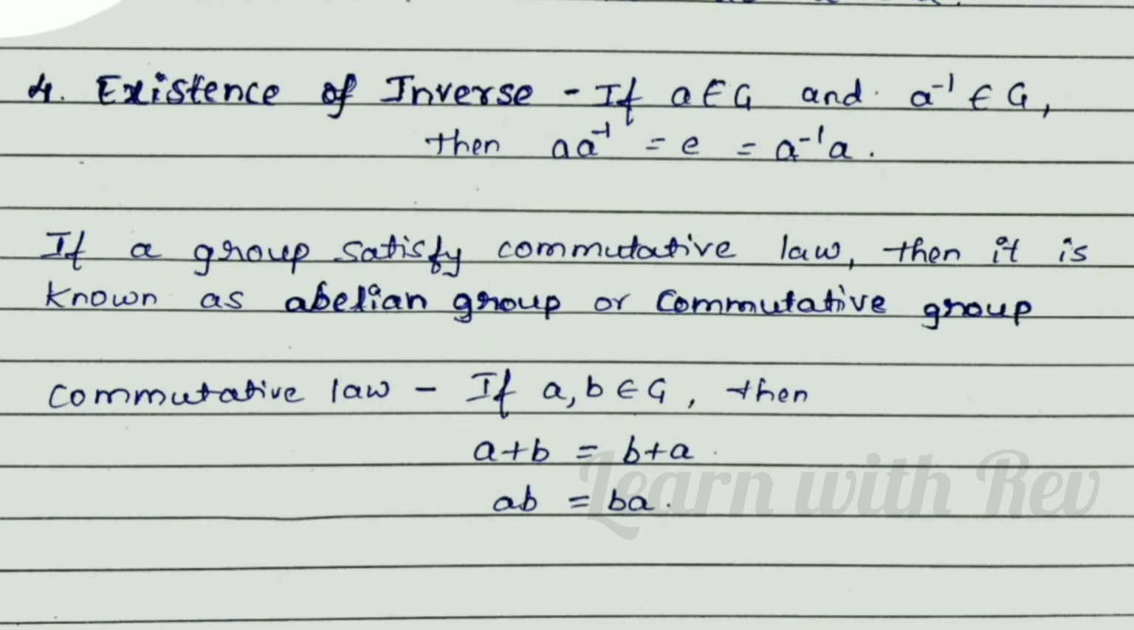So we already understood what is group. So group means it should follow four properties, that is closure law, associative law, existence of identity and existence of inverse. So suppose this group satisfy one more property, that is commutative law, then it is known as abelian group or commutative group. Okay, so what is that law? That is commutative law. So that means if A and B belongs to G, then what happens, A plus B is equal to B plus A, and also A into B is equal to B into A.